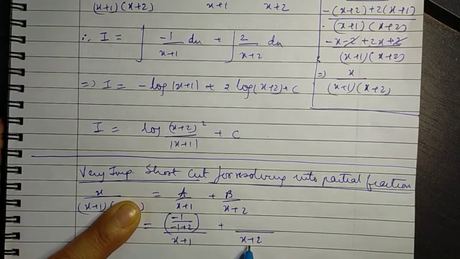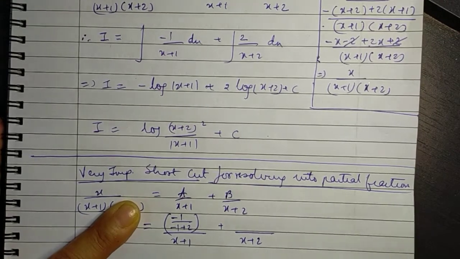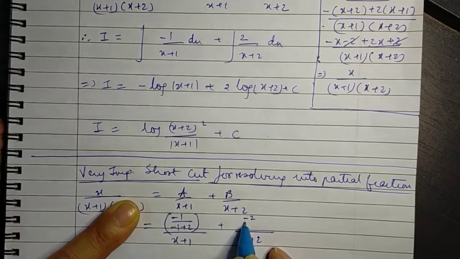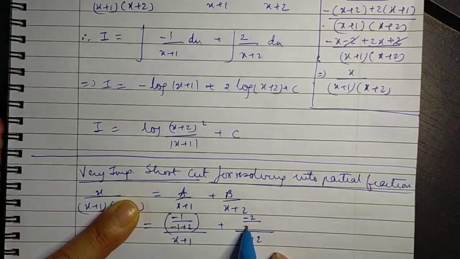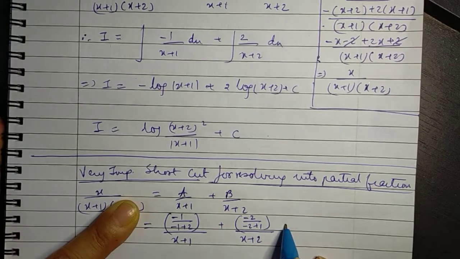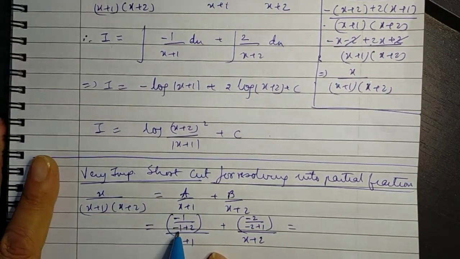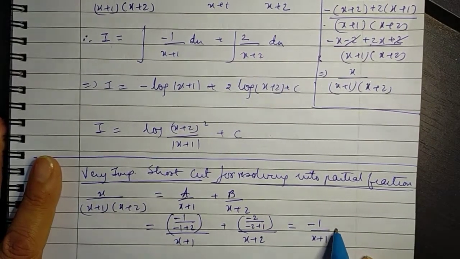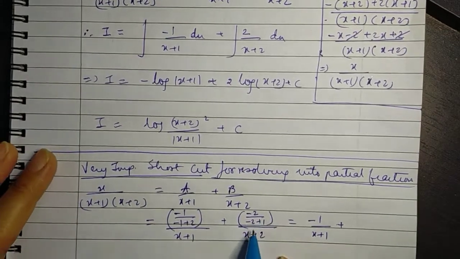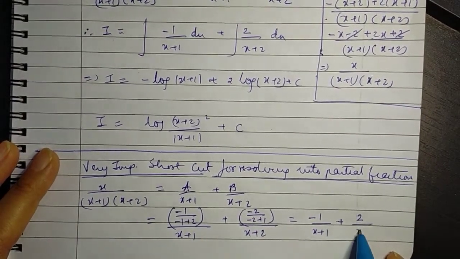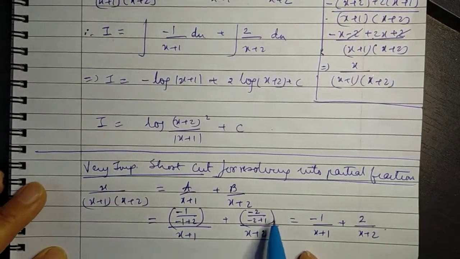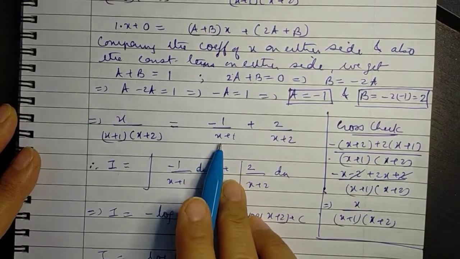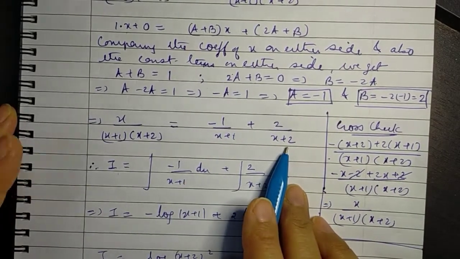we first put x plus 2 as 0, which gives us x equal to minus 2. In the remaining portion we put x equal to minus 2, so we get minus 2 upon minus 2 plus 1, which is minus 2 upon minus 1, which is 2 over x plus 2. The first term is minus 1 upon 1, which is minus 1 upon x plus 1. And if you observe what we did earlier, these are the values we got: minus 1 upon x plus 1 plus 2 upon x plus 2.